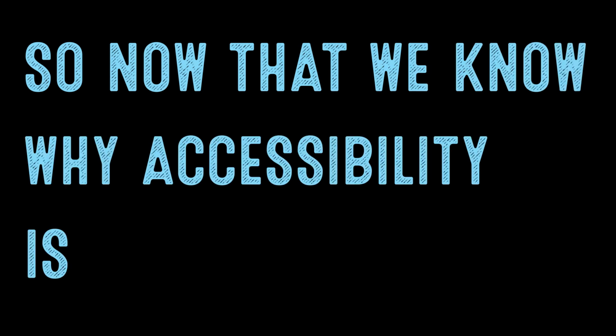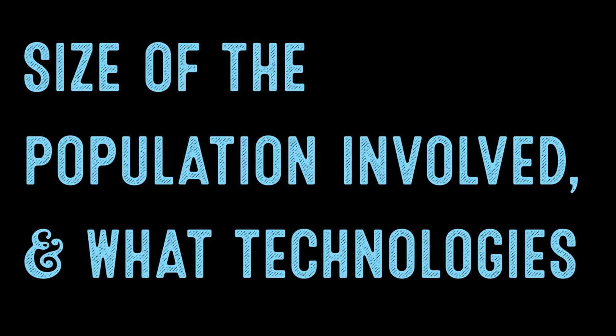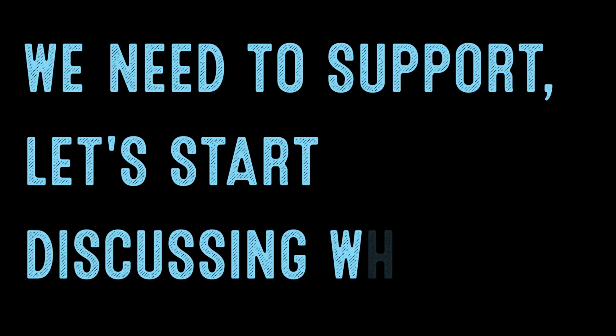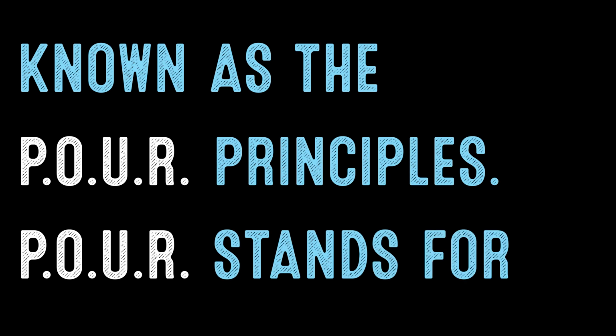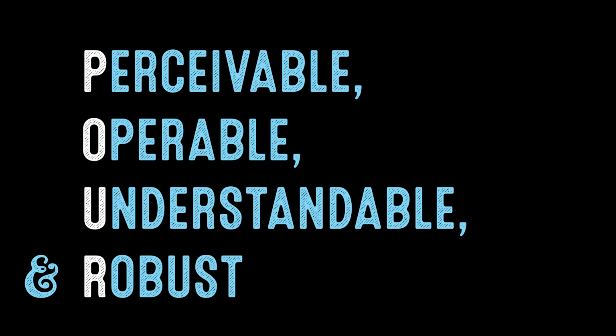So now that we know why accessibility is important, the size of the population involved, and what technologies we need to support, let's start discussing what it means to make the web accessible. In order to make the web accessible, we follow 4 underlying principles known as the P.O.U.R principles. P.O.U.R stands for perceivable, operable, understandable, and robust.